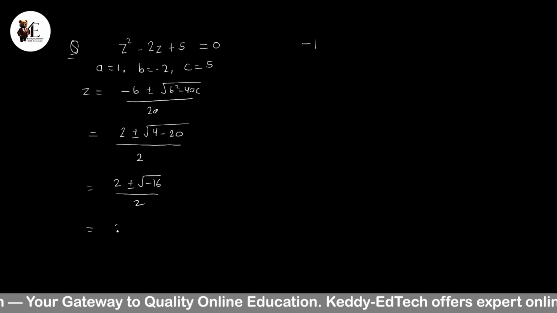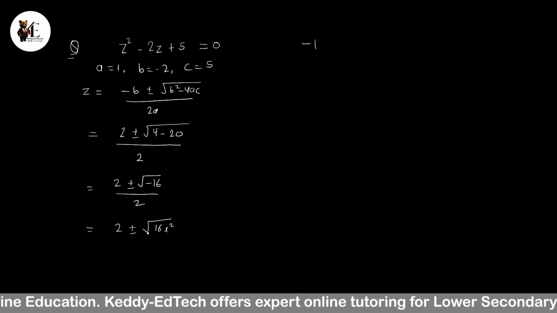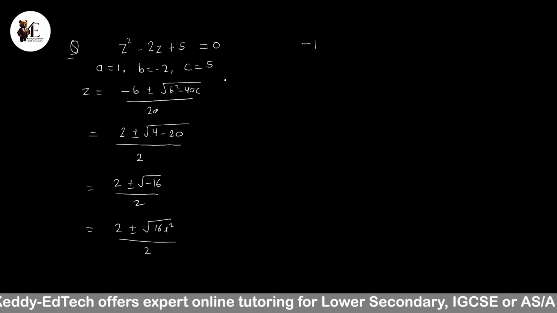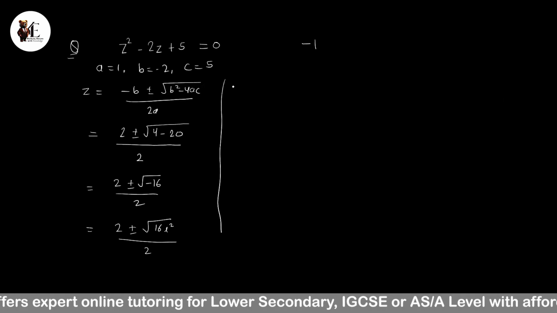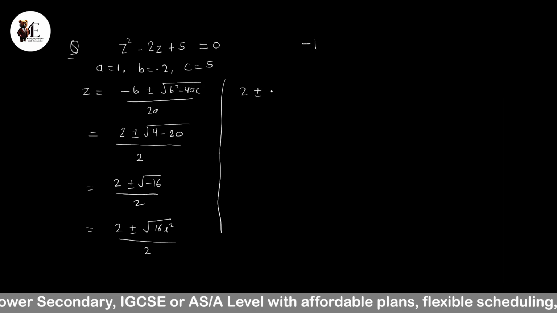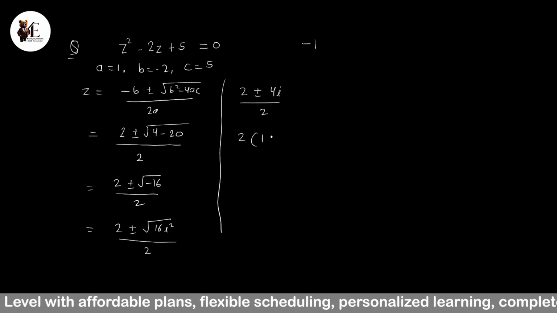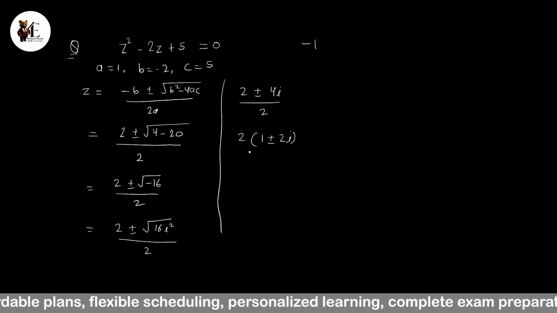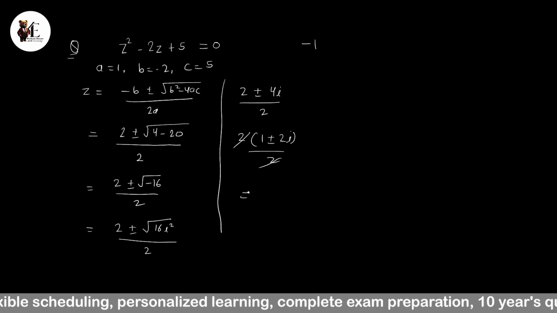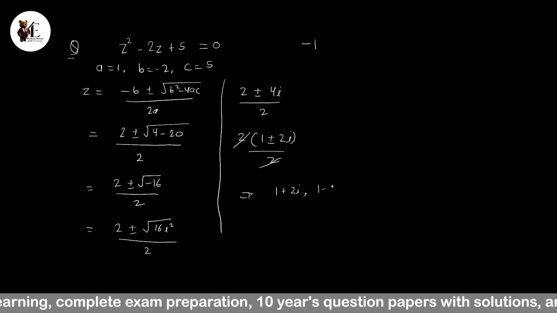So z is equal to 2 plus minus the square root of negative 16 over 2. And I can write negative 16 as 16 i square, because the value of i square is negative 1. So taking this 16 and i square outside of the square root, 16 is the square of 4, so 4i over 2. Or I can take 2 as common from the numerator, so that will be 1 plus minus 2i over 2. So this 2 will be cancelled out. So the final answer will be 1 plus 2i, and the other root will be 1 minus 2i.